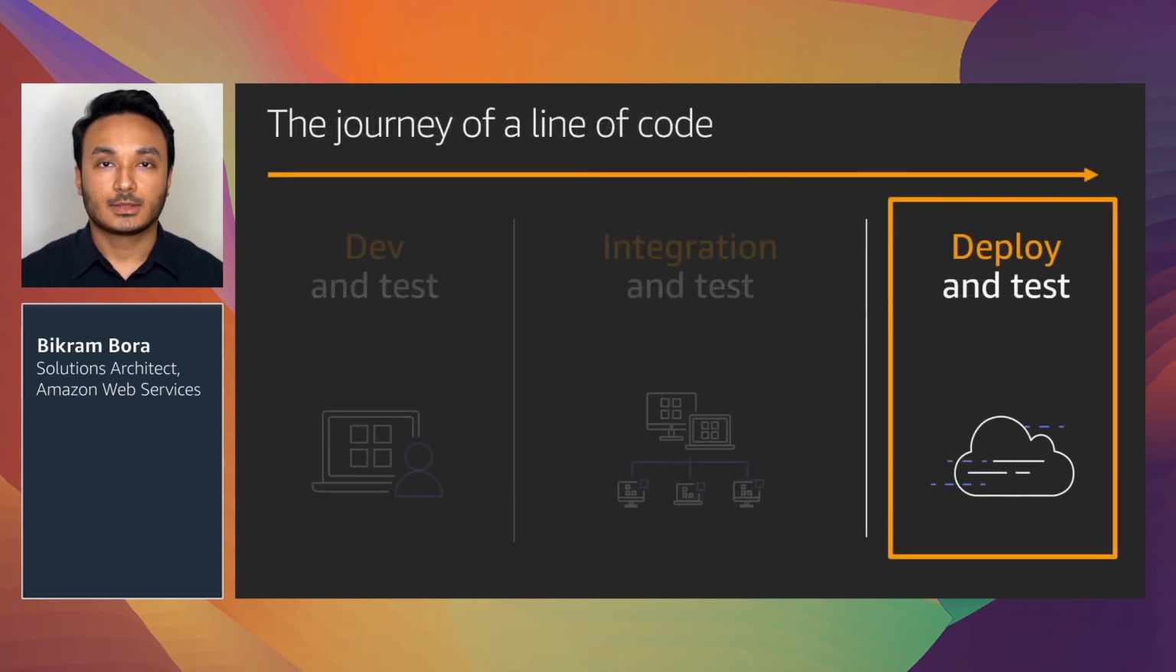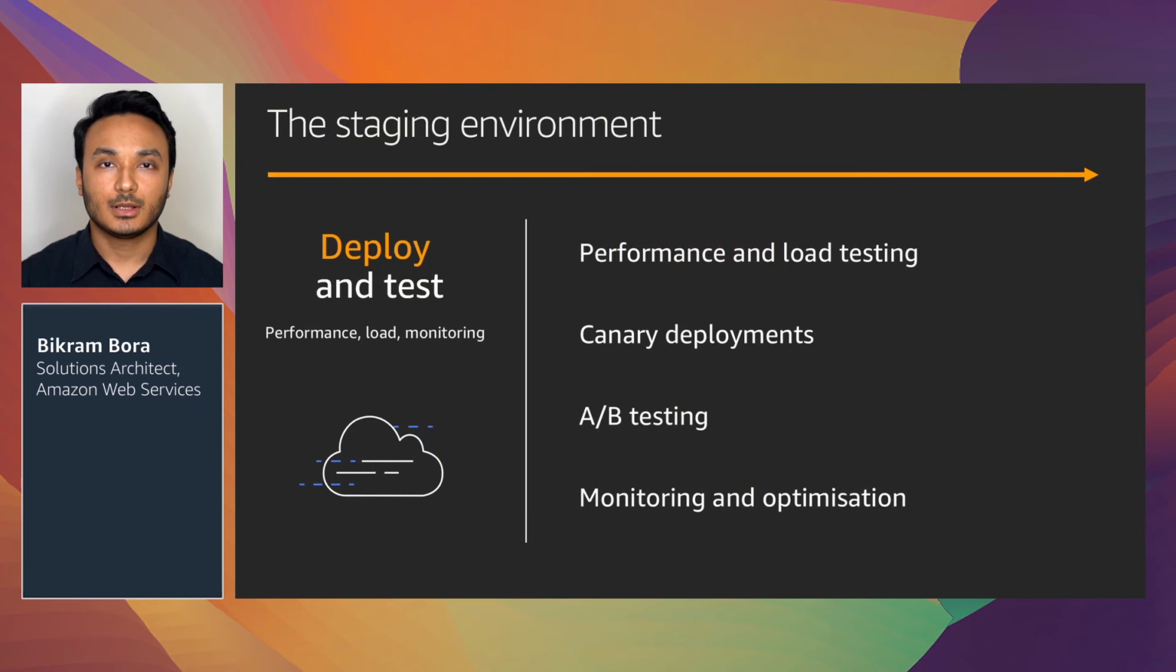All right, having discussed local dev and test and integration, let's jump into the deploy and test section. There's multiple ways to test code that's already in production, that has been deployed. And there's multiple topics which have been covered in detail: performance and load testing, canary deployments, A/B testing, monitoring and optimization. A/B testing and canary deployments have been talked about in great detail in other re:Invent and AWS Summit talks. So today we'll be focusing on performance and load testing and monitoring and optimization.